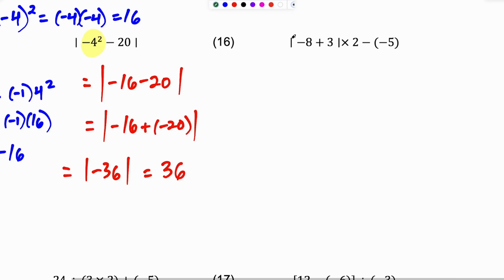Question 16, we have absolute value of -8 plus 3, then times 2, and then minus -5. So let's handle the absolute value first.